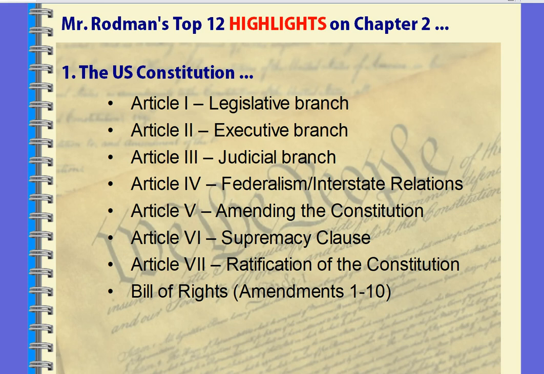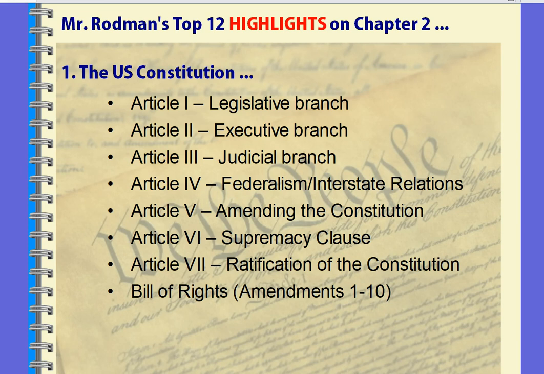By the way, Article 2 also looks at the Electoral College in terms of how a president is selected rather than elected by direct democracy, but an electoral college, many of which electors back then were chosen by state legislatures. Article 4 looks at federalism, that sharing of power between national and state governments, as well as interstate relations, how states should be working together under the Constitution.